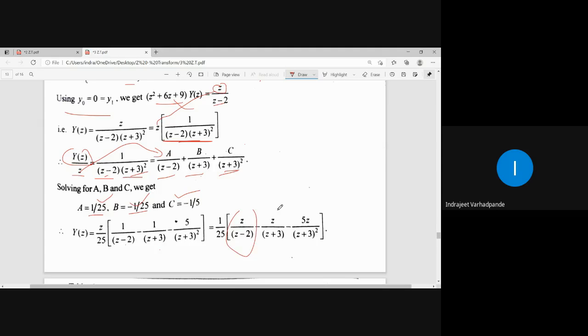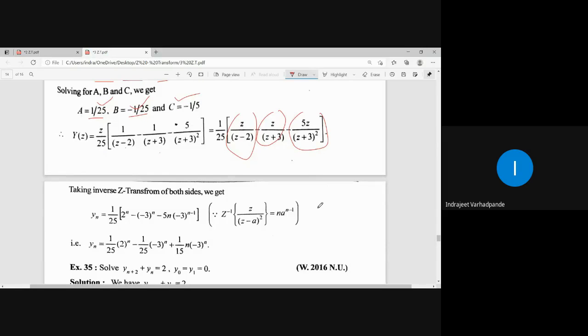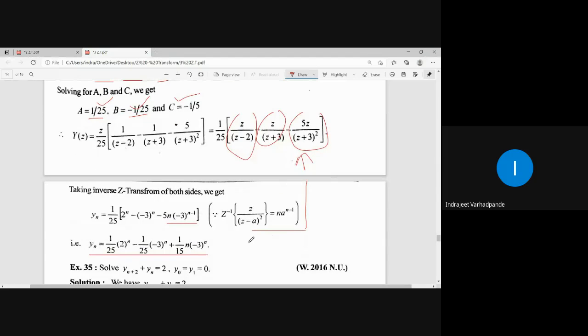It is now in the form whose inverse exists, and take the Z inverse, sorry, Laplace बोल रहा हूँ बार बार, Z inverse on both sides. It is 2 to the power n, minus 3 to the power n, and n multiplied by minus 3 to the power n minus 1. This is the formula for the calculation of the inverse. So Y था तो y(n) में आंसर आएगा. Accordingly we try to find out the solution for the given difference equation.